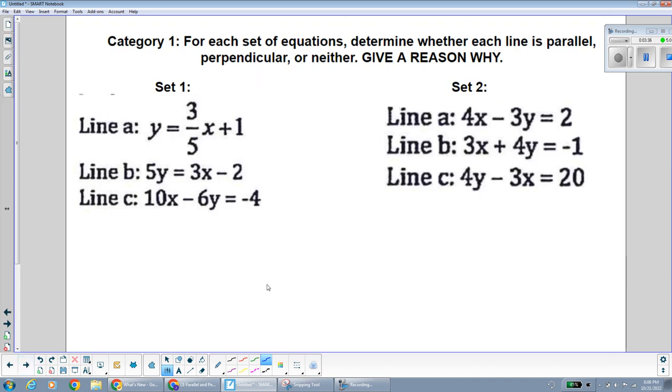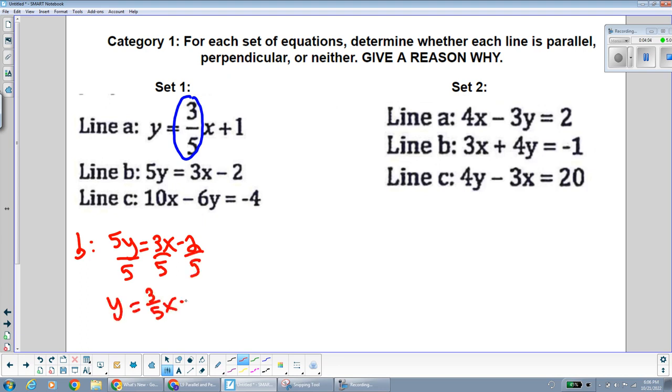For each set of equations, we're going to do the same thing. We're going to determine if they are parallel, perpendicular, or neither. In line A, I can clearly identify the slope. It is 3 over 5 because that's already in y equals mx plus b form. Line B, I need to solve it for y. So I'm going to do my equation, and I'm going to divide everything by 5 to get y by itself. And I see here that my slope is 3 over 5 as well. So I already see line A is parallel to line B. They have the same slopes. Parallel lines have the same slopes as each other.